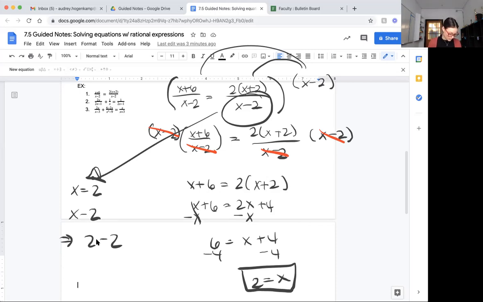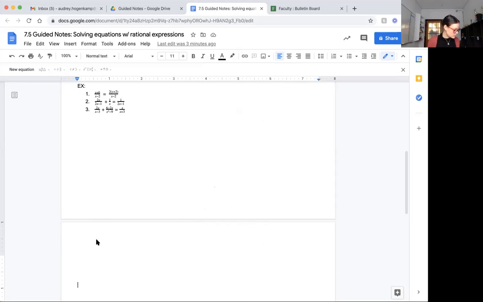Okay, so the equation has no solution. You have to be careful. You always have to double check that your answer plugged back in does not make your denominator 0. All right, let's do another one.